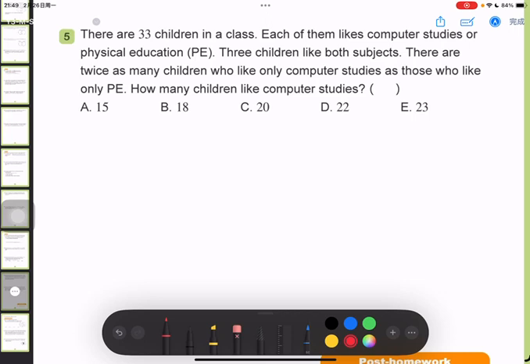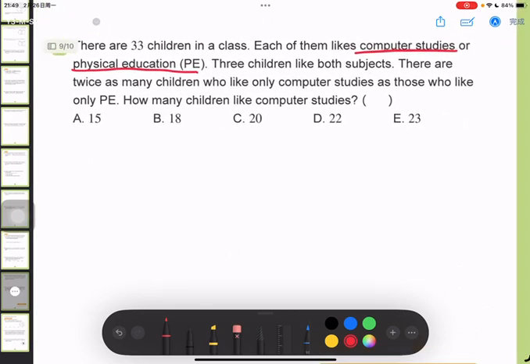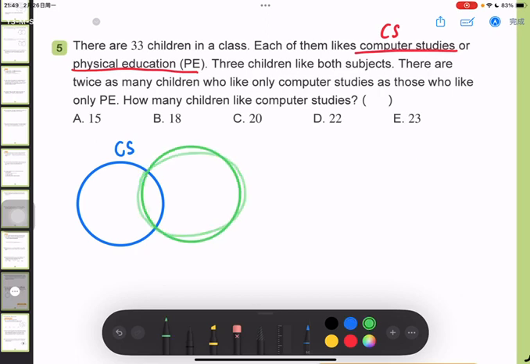So in this question, we have 2 different groups, 2 different subjects, computer science and physical education. So we can write them down as CS and PE. So we have some relationship between these 2 groups. What we can do is to draw a Venn diagram to help us sort some information and find the differences and similarities. The first is computer science. So we can use a blue circle to stand for the students who like computer science, and the other green group to stand for the students who like PE.